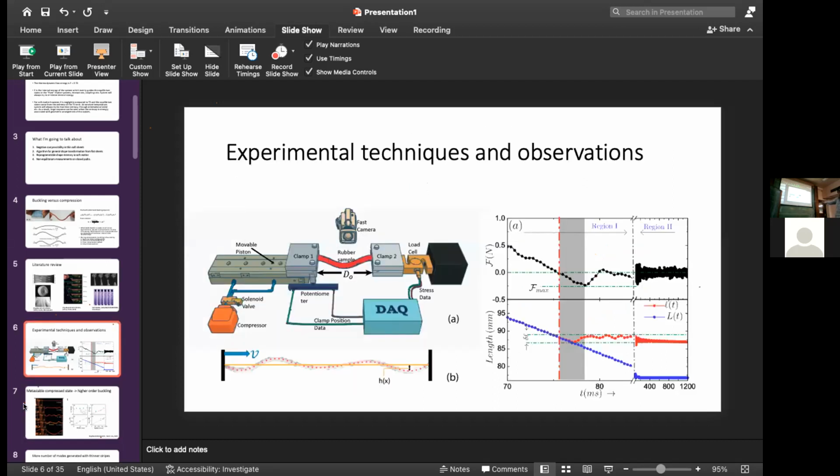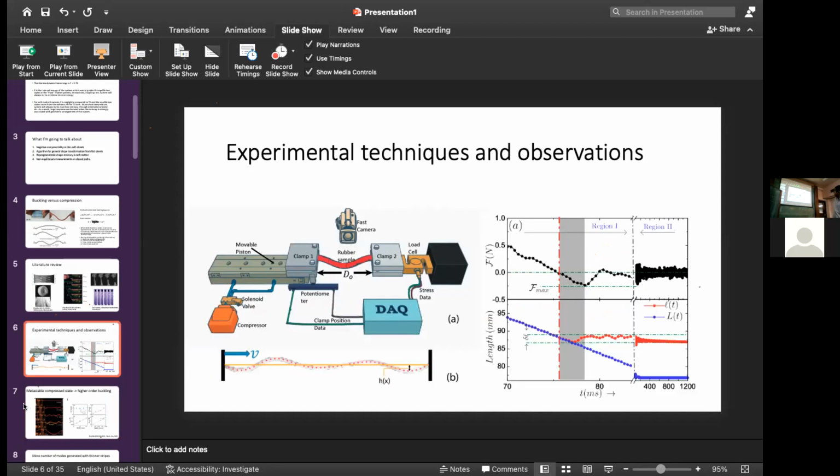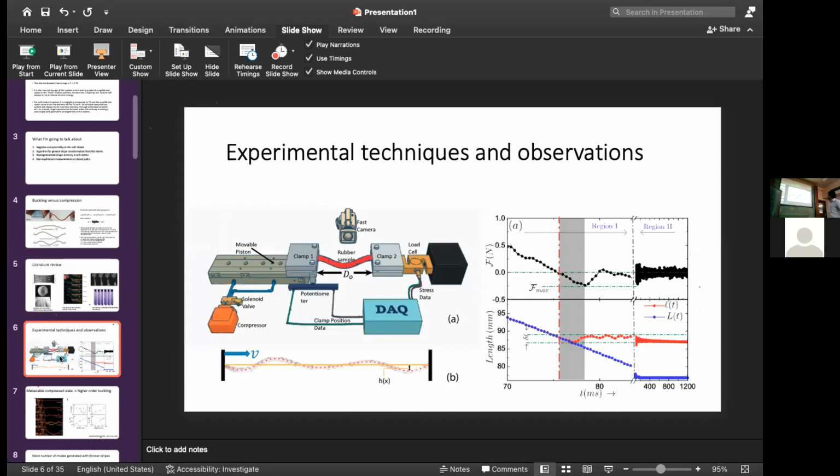Excuse me. Okay. Can you go back to the previous figure? This one. No, not this one. This one. Yes. No, no. The previous one. Yeah, 6, I think. Yes.